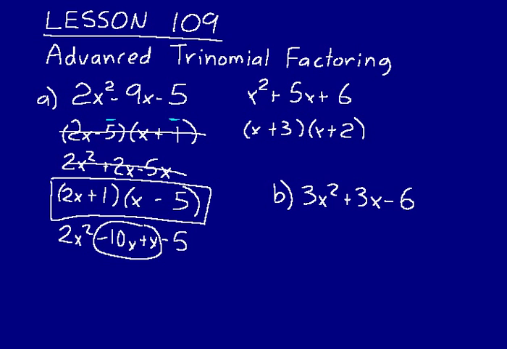Let's do another one. Factor that trinomial, 3x squared plus 3x minus 6. So first, let's make a pair of parentheses and put 3x at the beginning of the first one, x at the beginning of the second one. Now, we know that our two constant terms need to multiply together to equal a -6. There's a lot of different factors that might work: -3 and 2, -2 and 3, -1 and 6, 6 and -1. Those are all pairs of factors of -6.